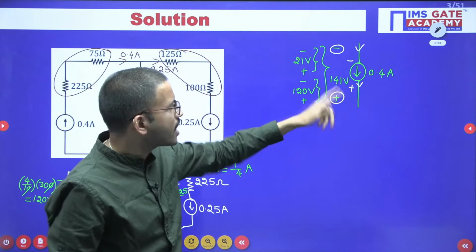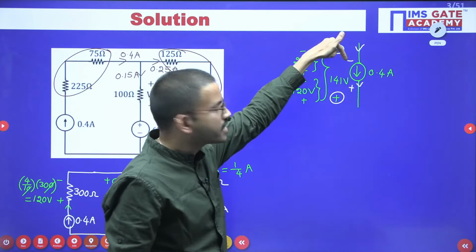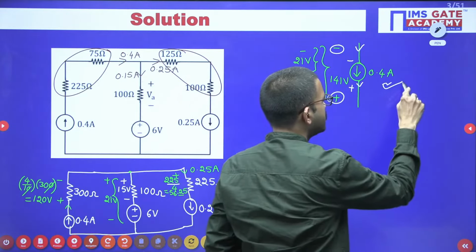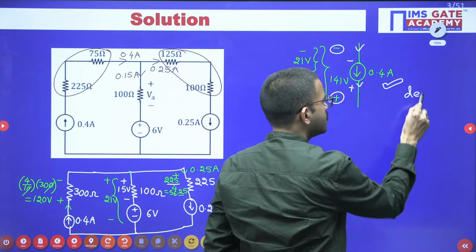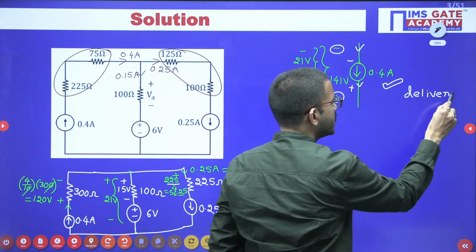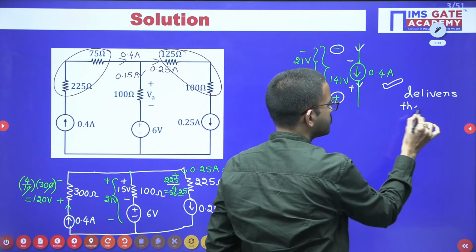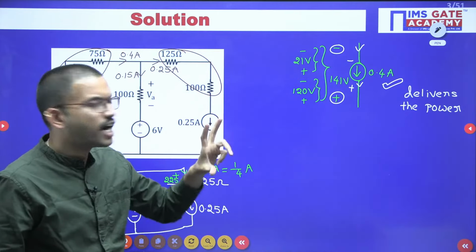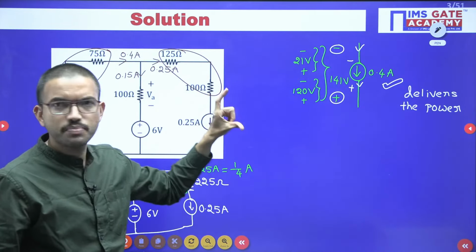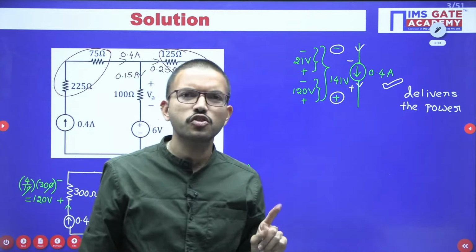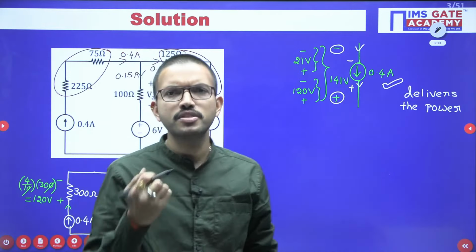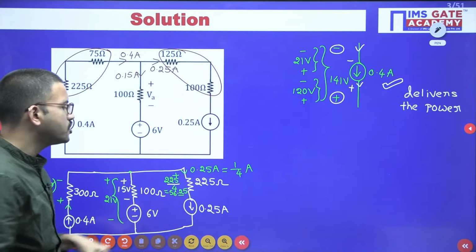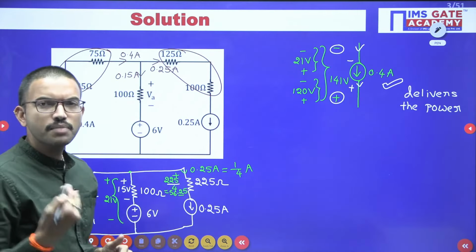Or current enters at the negative terminal. Both are the same. Okay, so that means now can we say that this 0.4 ampere current source delivers the power? I hope all of you are getting the clarity. Okay, just by observing the current direction and voltage polarities, we can say whether that particular source is really delivering the power or absorbing the power. Okay, right. Now similarly, let us observe whether this particular current source is delivering the power or absorbing the power.